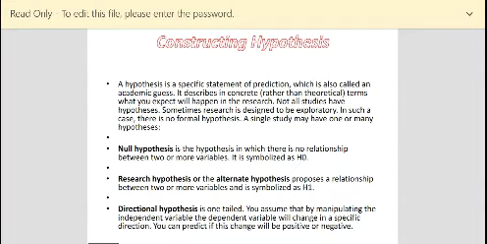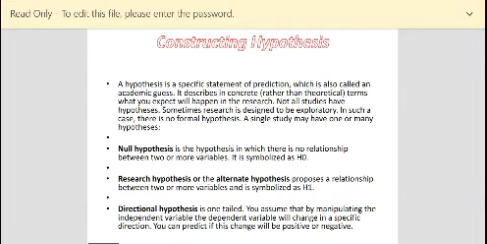And of these types of hypotheses, we have the null hypothesis. A null hypothesis is a hypothesis in which there is no relationship between two or more variables. It is symbolized as H0. The research hypothesis, or the alternate hypothesis, proposes a relationship between two or more variables and is symbolized as H1.